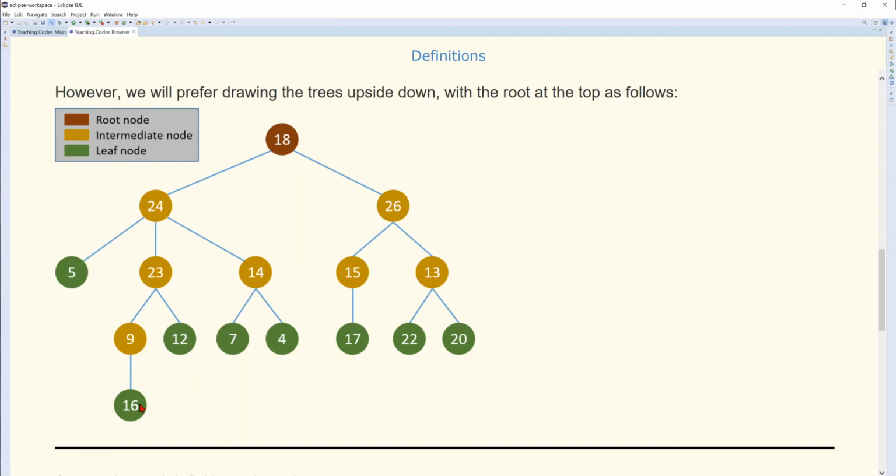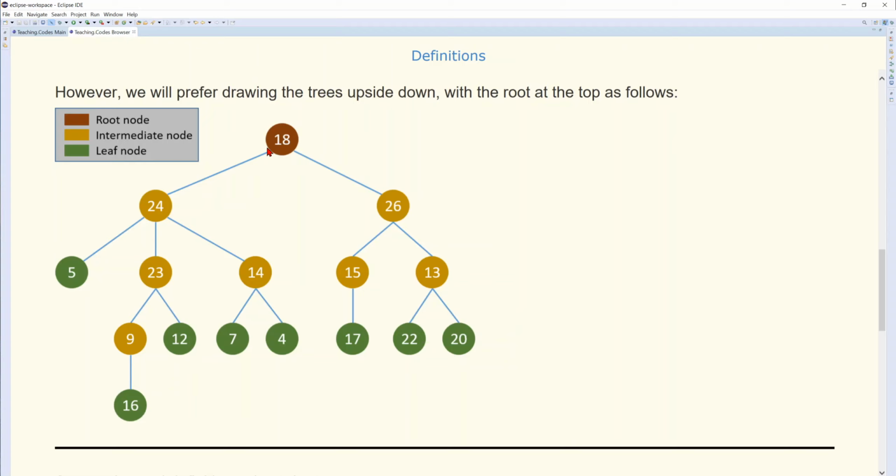We also talk about the depth of the nodes. So the depth of a node is the distance between, again, that node and the root. Therefore, whatever your depth is, that's also your level value. So level and depth, in other words, are equivalent.